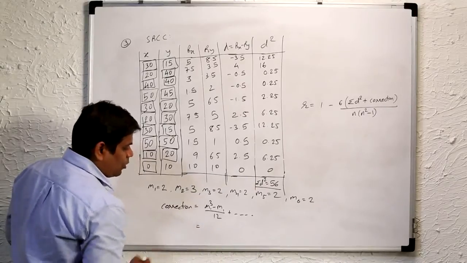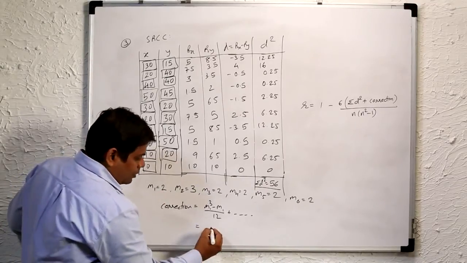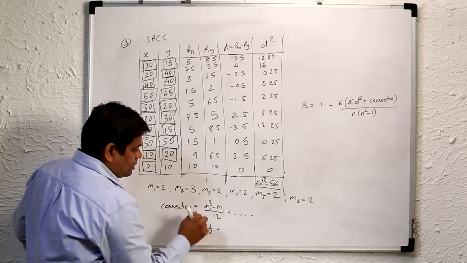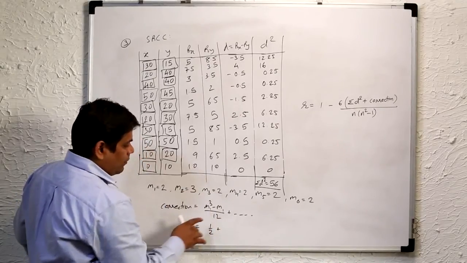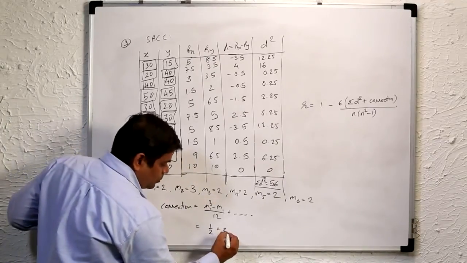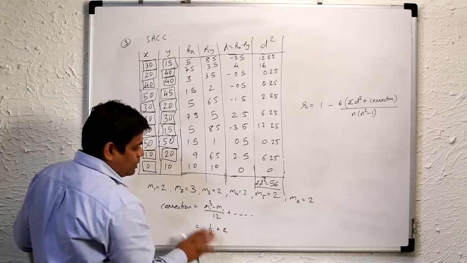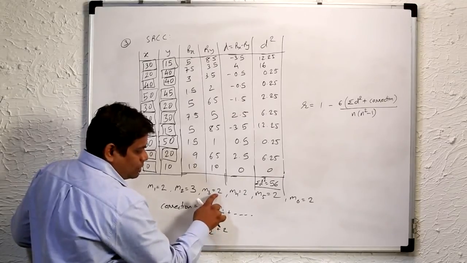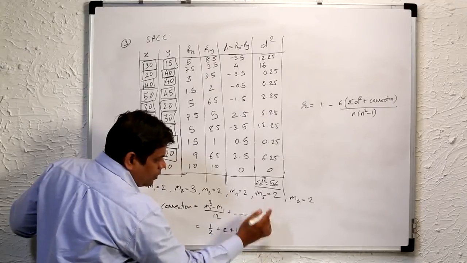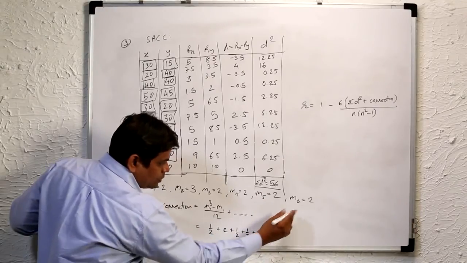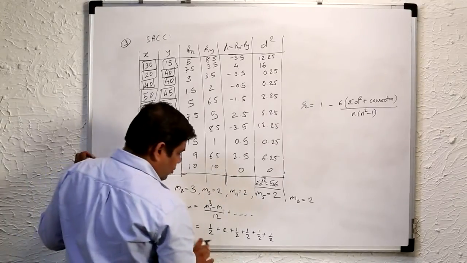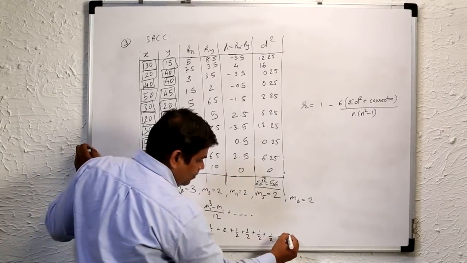So what we are going to get as correction now, for entry 2 we are going to get half, for 3 we are going to get 3 cube which is 27 minus 3, that is 24 by 12 is 2. So for 3 entry we are going to get always 2. Again for this 2 we are going to get half, for this 2 half, for this 2 again half, and for this 2 again half. So final correction we are going to get is 4.5.